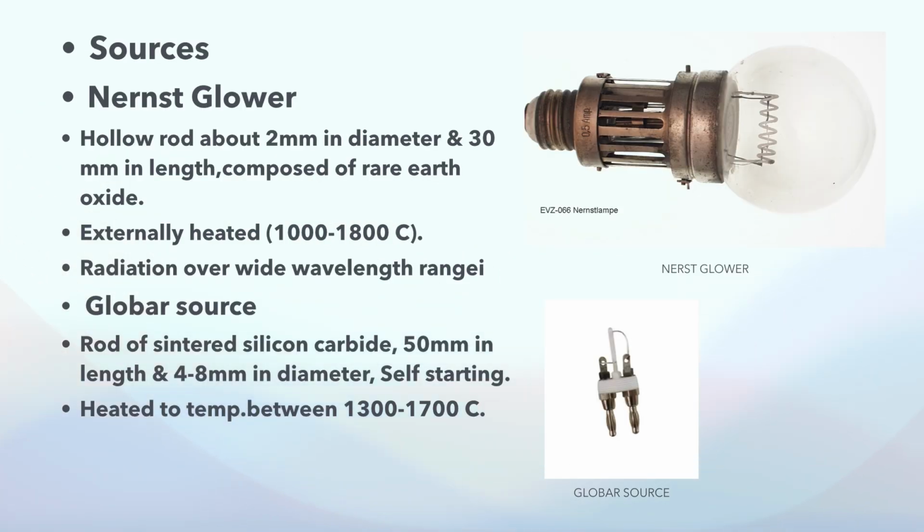Let's talk about sources. The first one is a Nernst glower, a hollow rod about 2 mm in diameter and 30 mm in length, composed of rare earth oxide. Externally heated, their temperature is about 1000 to 1800 degrees Celsius. Radiation over a wide wavelength range. The second one is a Globar source. A rod of sintered silicon carbide 50 mm in length and 4 to 8 mm in diameter, self-starting. This is heated to a temperature between 1300 to 1700 degrees Celsius.